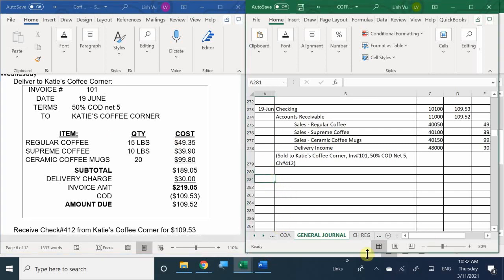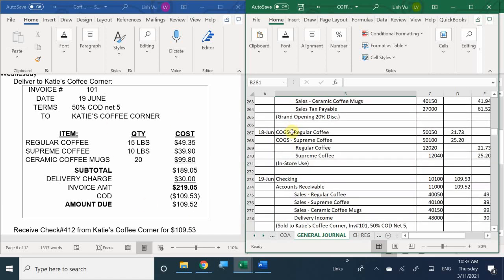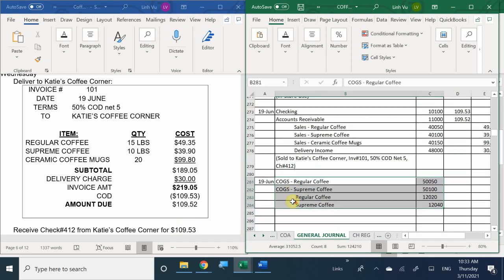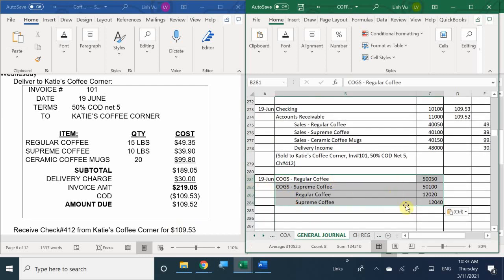It's up to you what you want to do. You can journalize that you sold the regular coffee and supreme coffee, and that you're going to be taking it directly out of your inventory. So this section right here is going to look the same because, in this case, I'm selling the coffee by the pound. Where the other one was, we used the coffee by the pound. In this case, I actually sold it. All right, so I copied and pasted there.